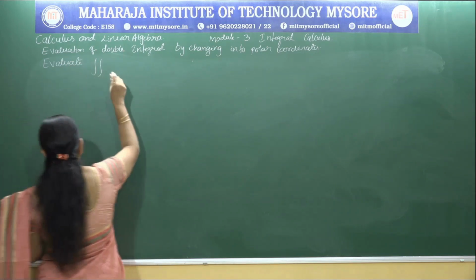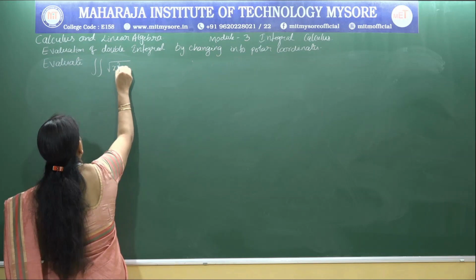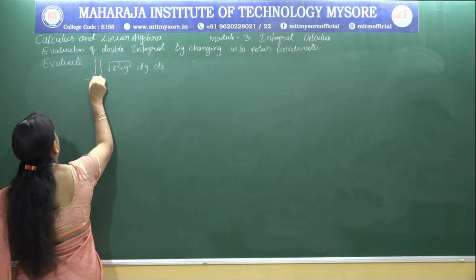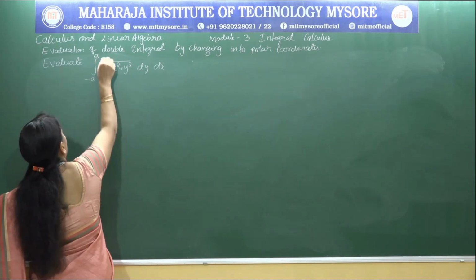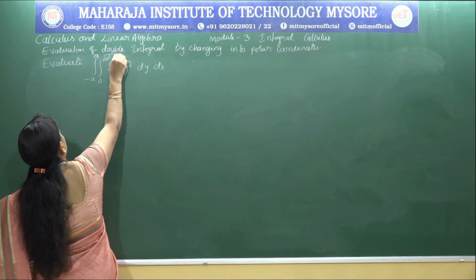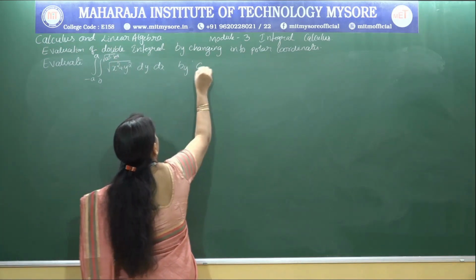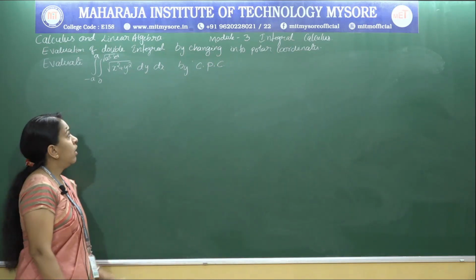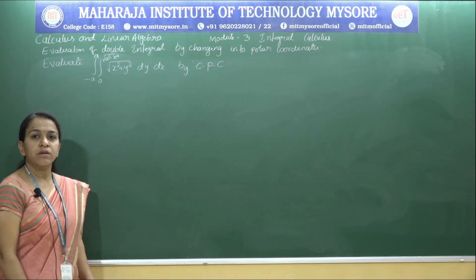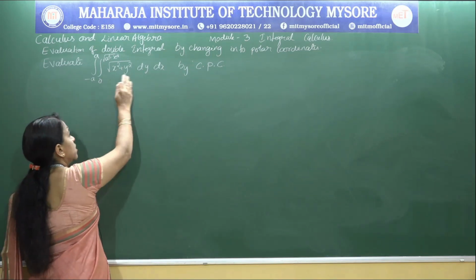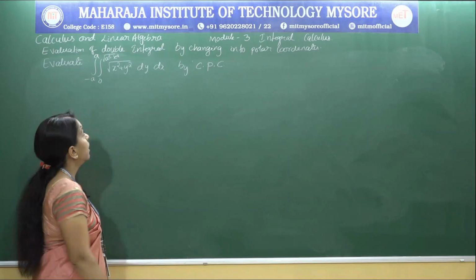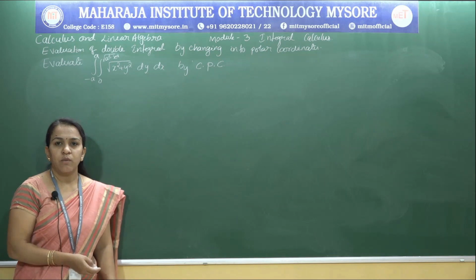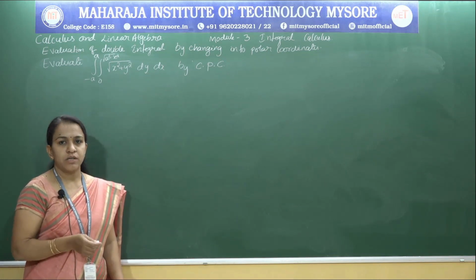Now the next problem is to evaluate the double integral of root of x square plus y square dy dx between the limits minus a to a and 0 to root of a square minus x square, by changing into polar coordinates. Again in the given problem, in the function place we have x square plus y square, and in the limit place we have root of a square minus x square. So I can easily evaluate if I change that into polar coordinates.